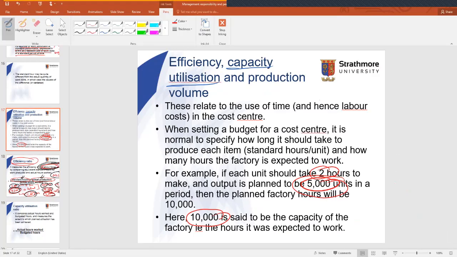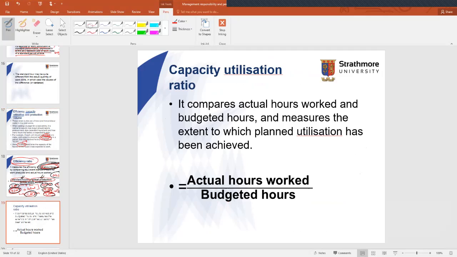Now you want to evaluate to what extent the company has used this capacity. Has the company underutilized this capacity, or has it actually used more than what was planned? With the capacity utilization ratio, we want to do that comparison. How many hours do we have? The capacity you have as a company is 10,000 hours. How many hours did you use? You only used 9,000 actually. Let me just continue from the efficiency.